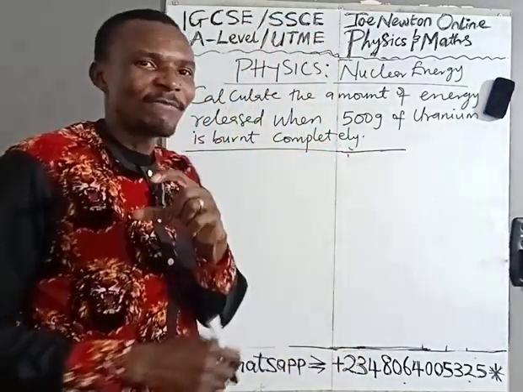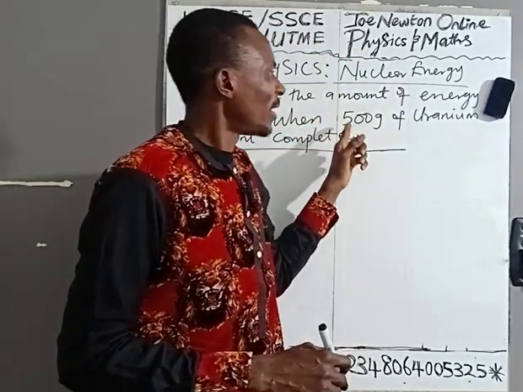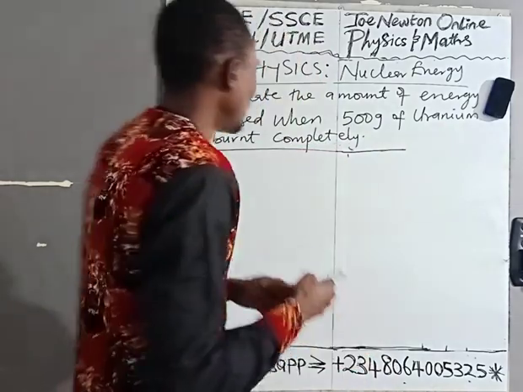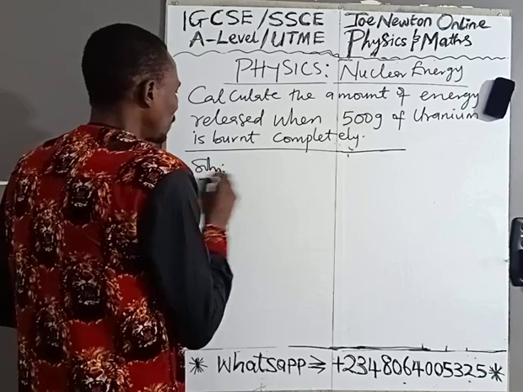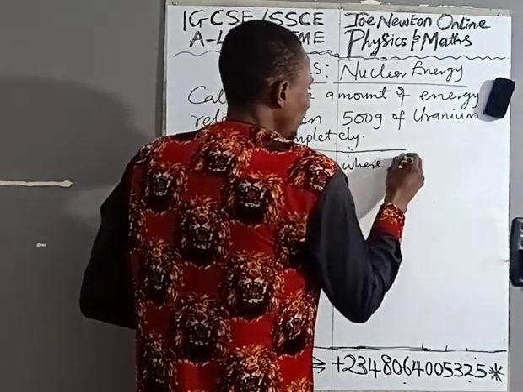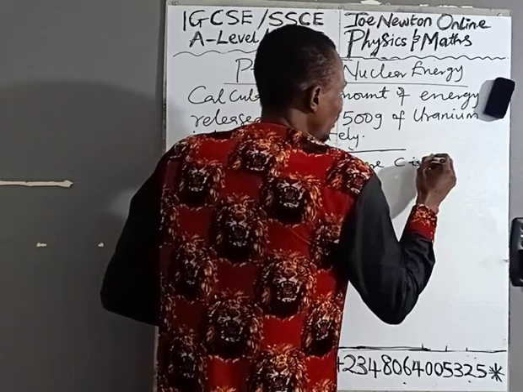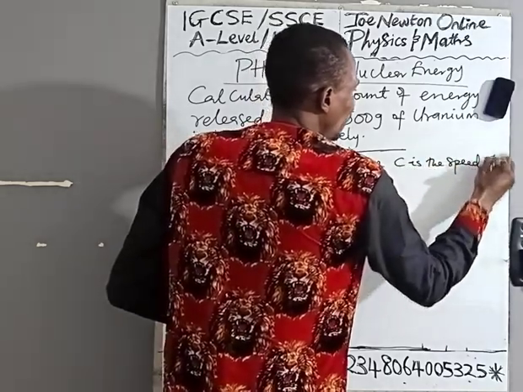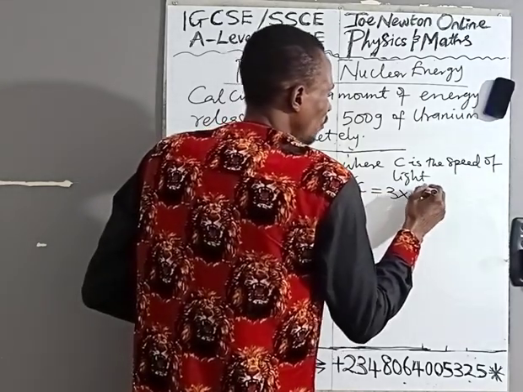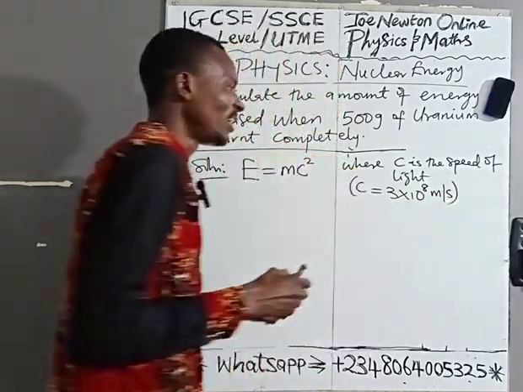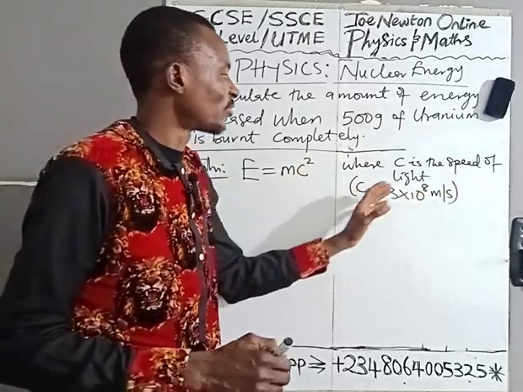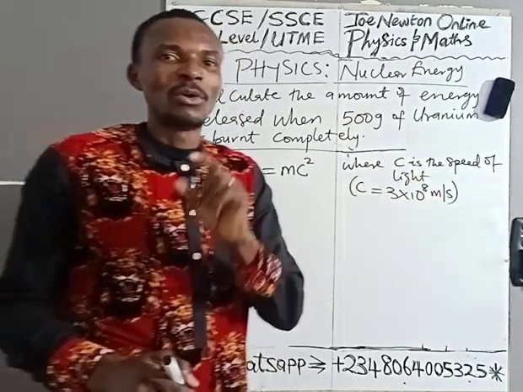To solve this, the first thing that will come to your mind is the formula necessary for this question. And that formula is Einstein's energy-mass equation. Solution: E is equal to mc squared, where c is the speed of light. And c is equal to 3 times 10 raised to the power of 8 meters per second. So this is the formula we need, and the speed of light is a constant, 3 times 10 raised to the power 8 meters per second. So you should always remember this.